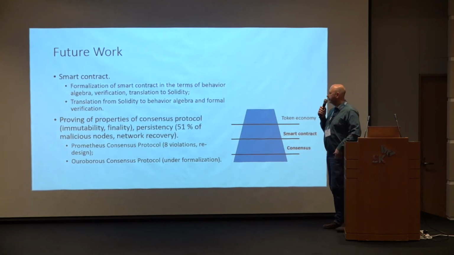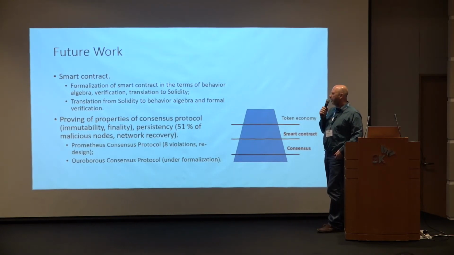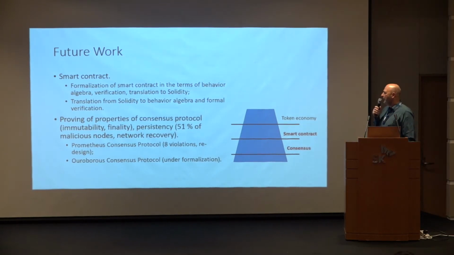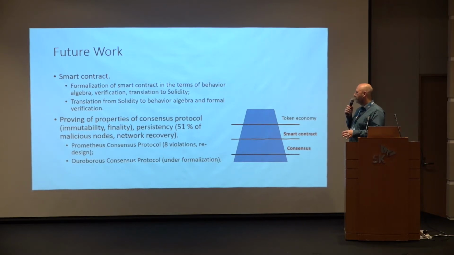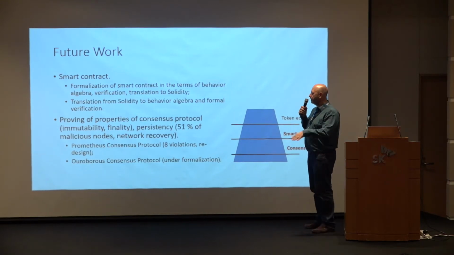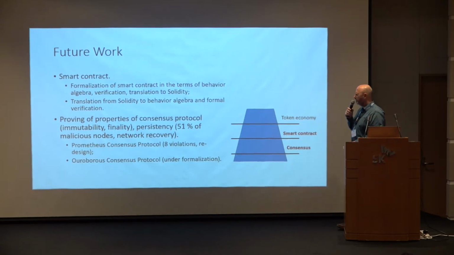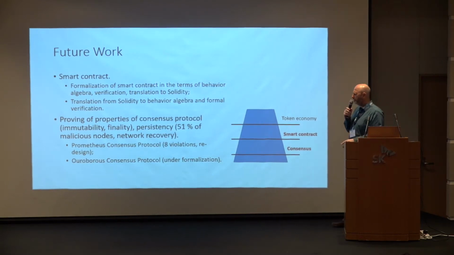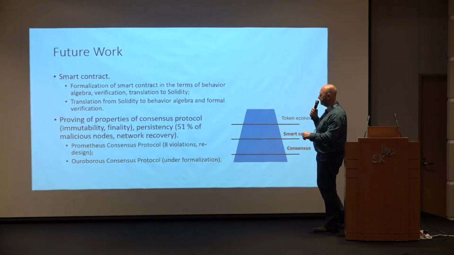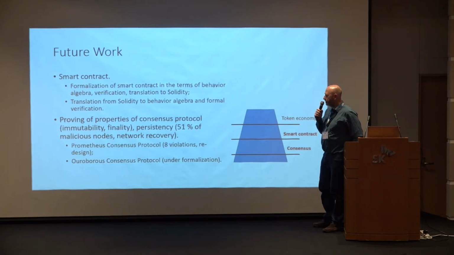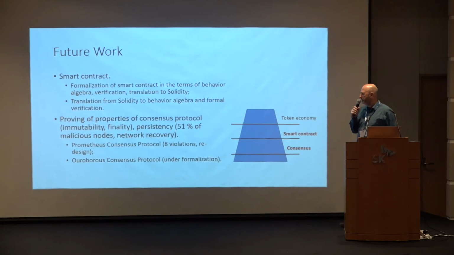For future work, we would also like to move this technology to the modeling of smart contracts. This is a little more complicated than token economy, and now we are trying to create a model of some smart contract, and our future work is to translate it to Solidity and map the result onto Solidity. The other one is proving consensus properties, and we already have experience with proving the Prometheus consensus protocol. We found 8 violations and it entailed a redesign. Now we work with Ouroboros, the Cardano consensus algorithm. It's our future work.